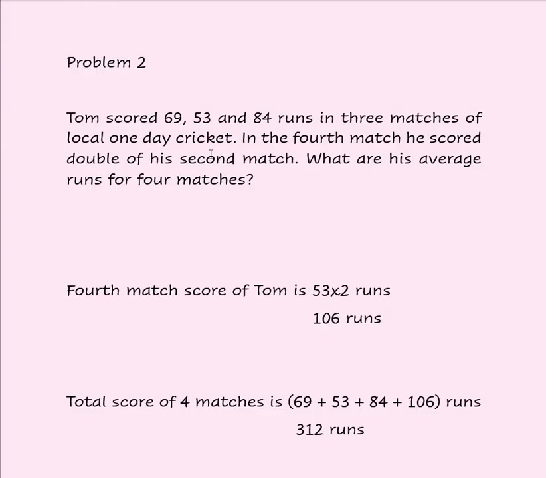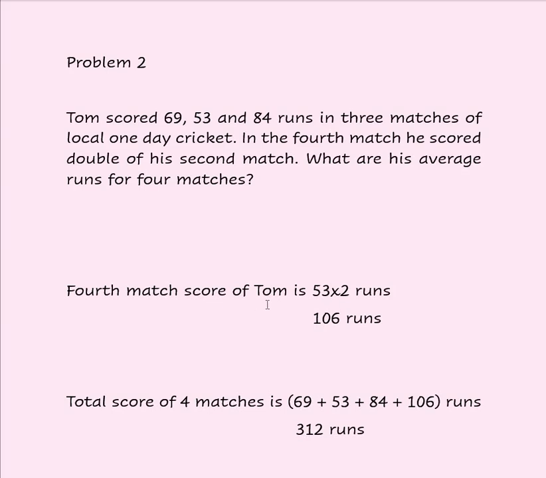Tom scored 69, 53 and 84 runs in 3 matches of local one-day cricket. In the 4th match, he scored double of his second match. What are his average runs for 4 matches?